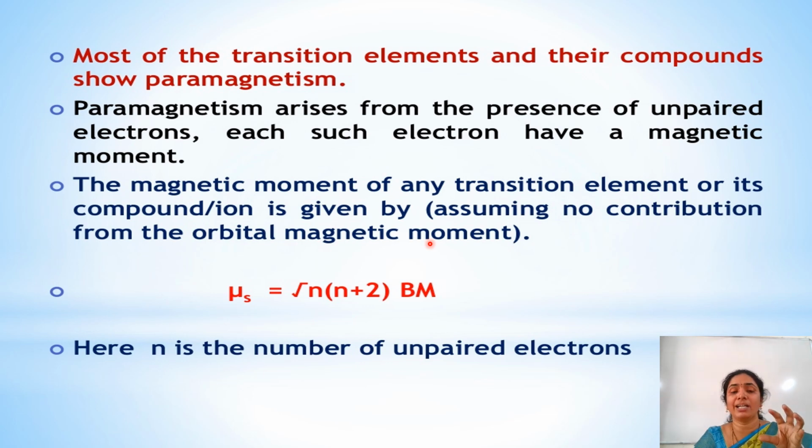By using that spin magnetic moment, we are calculating the magnetic moment. The spin magnetic moment, denoted by the letter mu s, will be calculated as square root of n into n plus 2 BM. BM is the unit for magnetic moment, that is Bohr magneton. And here n represents the number of unpaired electrons in that particular transition element. If you know the number of unpaired electrons in any transition element, you can easily calculate the magnetic moment by substituting the number of unpaired electrons in this equation.